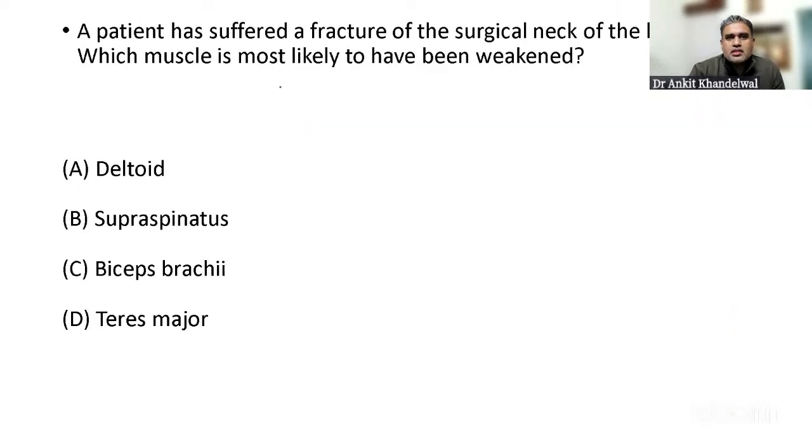Next question: a patient has suffered a fracture of the surgical neck of the humerus. Which muscle is most likely to have been weakened? Deltoid, supraspinatus, biceps, or the teres major?